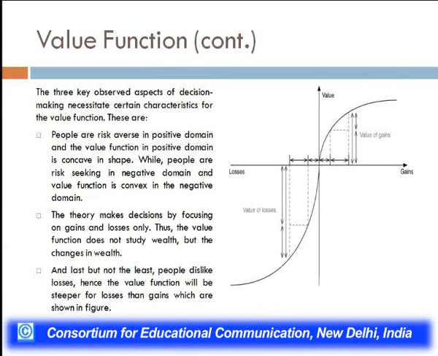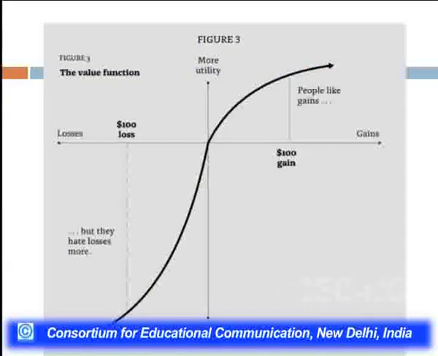And last but not the least, people dislike losses, hence the value function will be more steeper for losses than gains, which is shown in this figure. So, people like gains more, it gives you more utility, but if you incur a loss, people hate losses more than the gains. So, that is why the loss of utility which we derive when we incur a loss is much more than with the same amount of money if we gain.